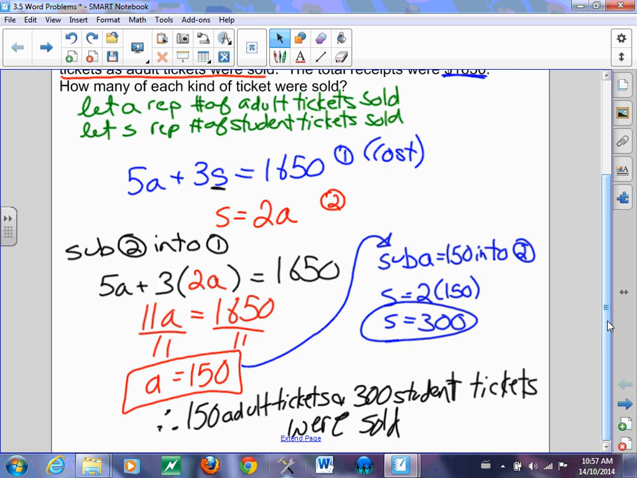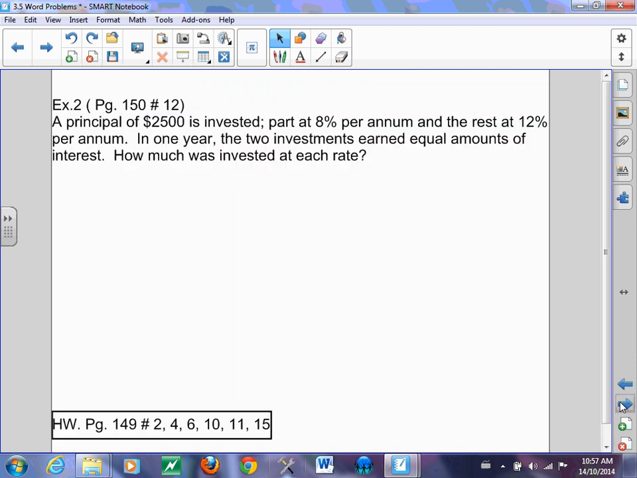Awesome. Okay, there's example one. Let's do one more. And this is one that you're going to see in real life. So hopefully you can use this. So this is example two, which is on page 150, number 12.